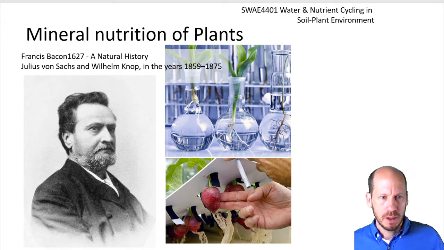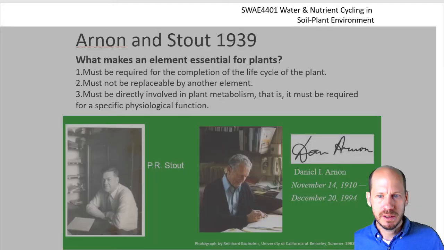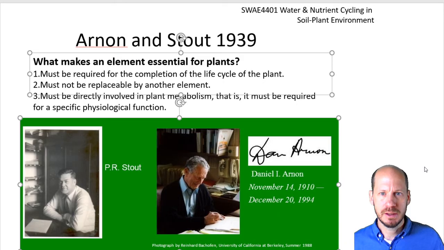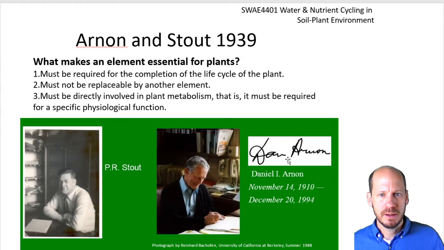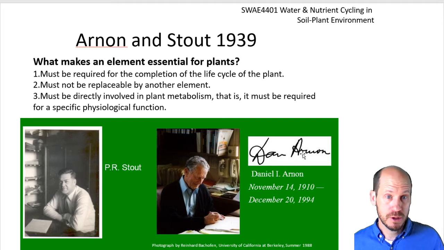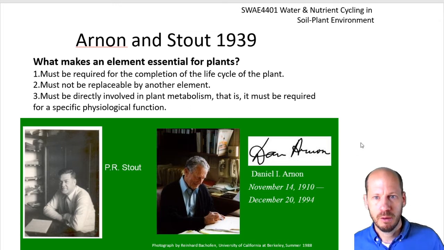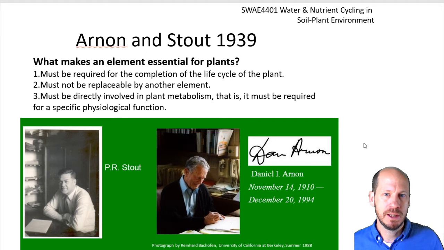Now, when we start doing this, we have these two fellows here, Arnold and Stout, in 1939. They coined the criteria whereby we define if a nutrient is essential to plants or not. So Arnold and Stout in 1939 defined this criteria. The first criteria is the nutrient must be required for the completion of the life cycle of the plant. If you do not have this nutrient in the system, the plant will not go from seed to seed, will not complete the life cycle.